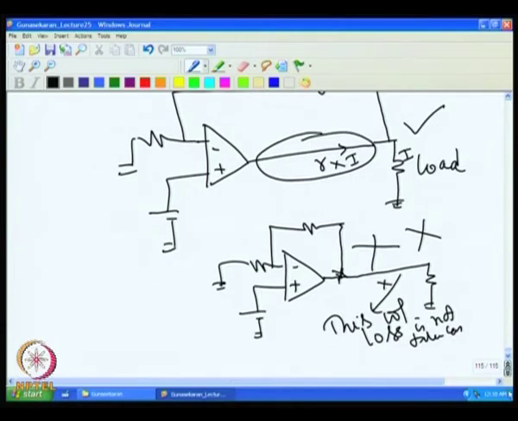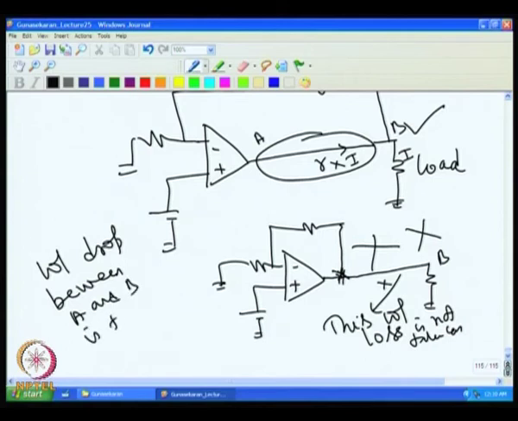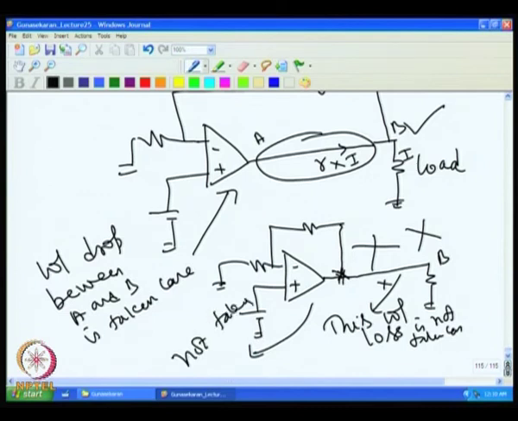I will call these points A and B. The voltage drop between A and B is taken care of in this circuit. It is not taken care of in this circuit. So the first circuit is the only one to be used for this purpose. We will close this discussion with this. We will see in the next class the consolidated application of all these errors, and then we move on to the AC applications. Thank you.